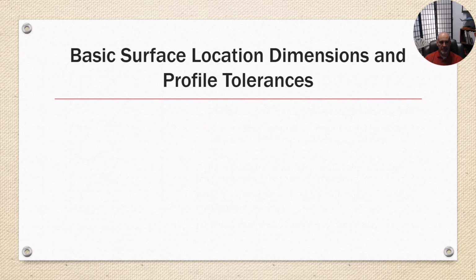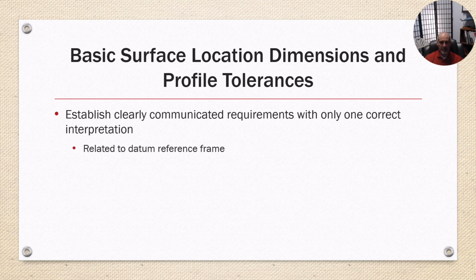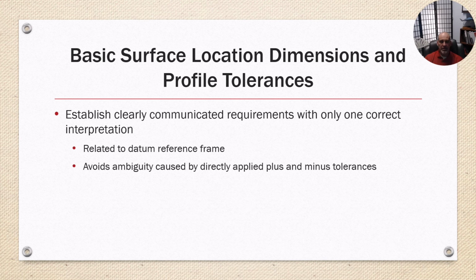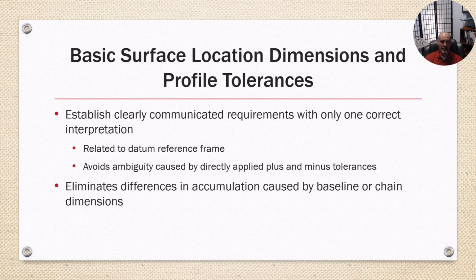Okay, the basic surface location, dimensions, and profile tolerances. They establish clear communication requirements with only one correct interpretation. They have to be related to the datum reference frame. It avoids ambiguity caused by directly applied plus and minus tolerances, and eliminates differences in accumulation caused by baseline or chain dimensions.